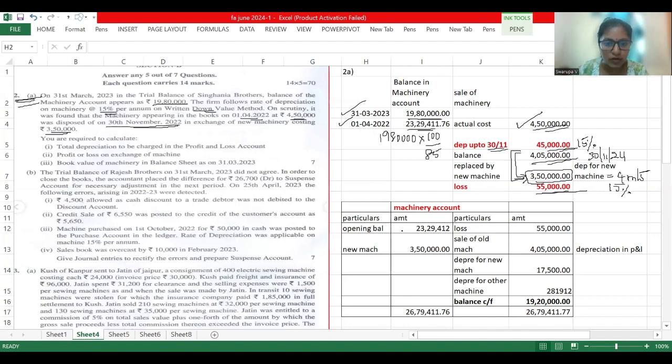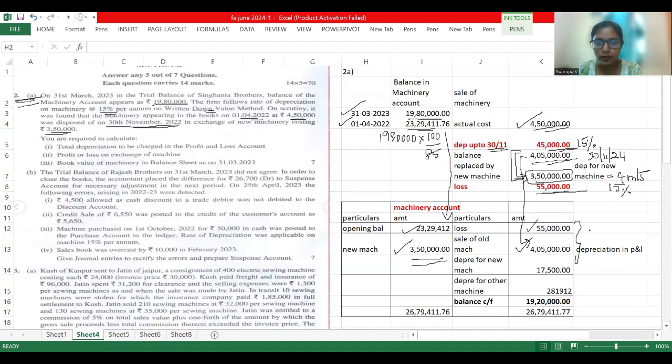In machinery account, you are bringing the opening balance, which we have calculated. Okay, the addition of new machinery, which is again debited because it is an increase in the machinery, 3,50,000. What should come in the credit? In the credit, the sale of machinery should come in the credit. So all the sale detail. What is the written down value of the asset that is sold? Which is 4,05,000 arrived over here. And then the loss on sale of machinery.